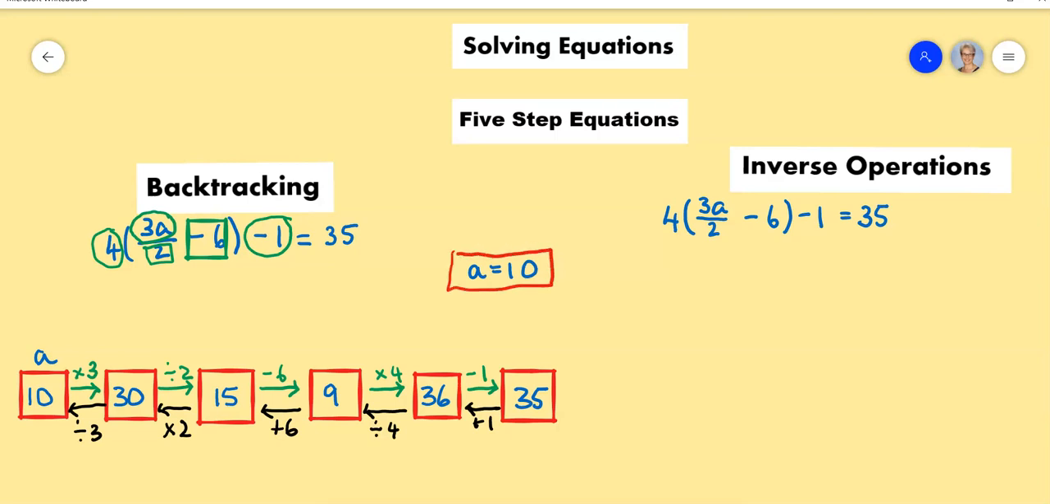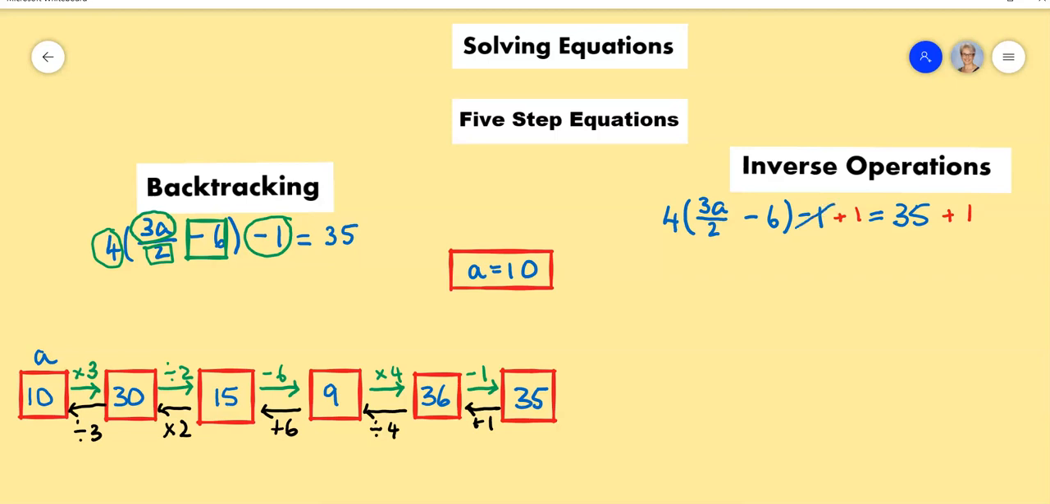So now what we're going to do is we're going to solve the same equation using inverse operations. So when we look at what we did with our flowchart, the first thing that we had to do to undo the equation was to add 1. So that's what I'm going to do here. I'm going to add 1 to both sides of the equation.